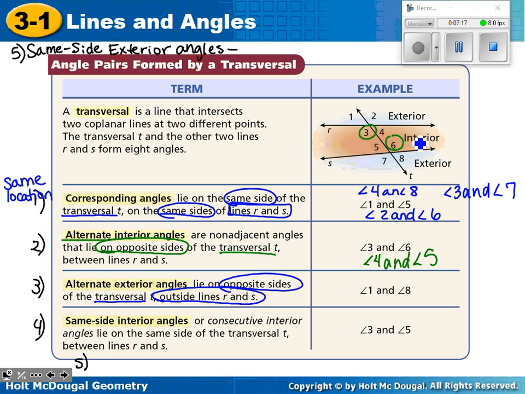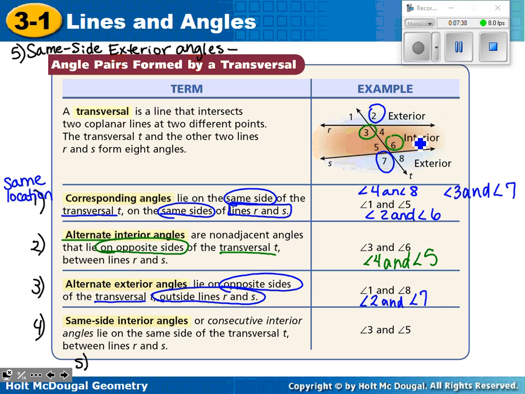Okay, so if you look at the picture, which ones are on opposite sides of the transversal but outside the 2 lines? Heard 2 and 7 or 1 and 8. And so they say 1 and 8, and we'll add or angle 2 and angle 7.